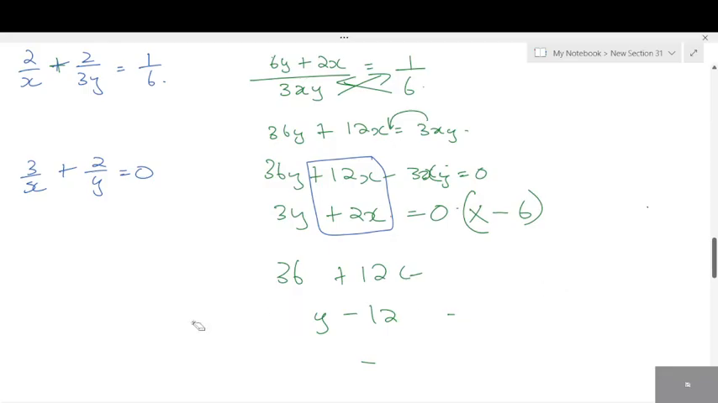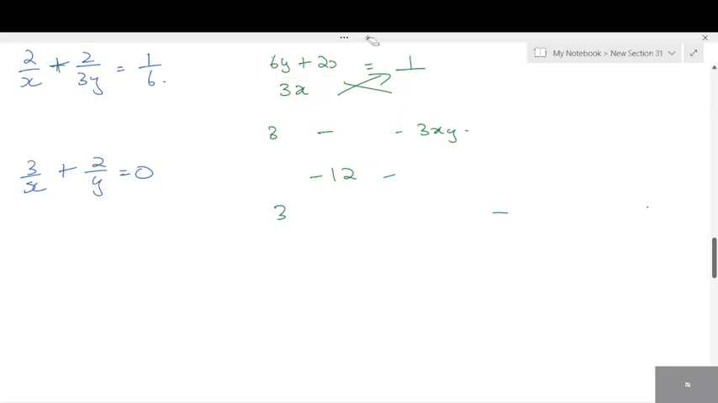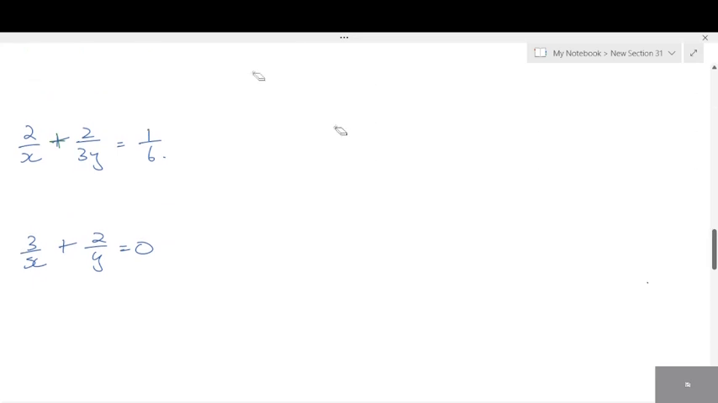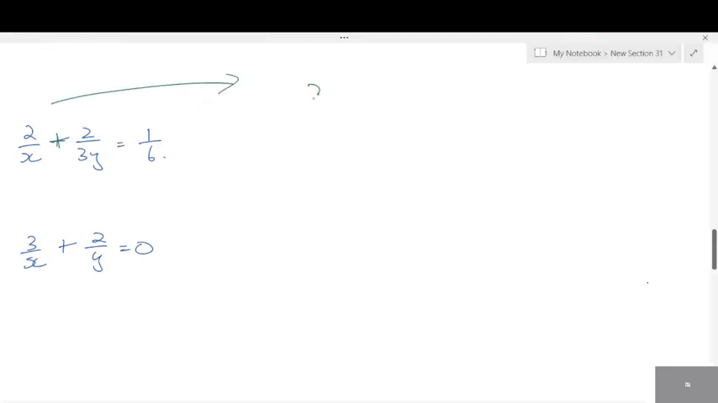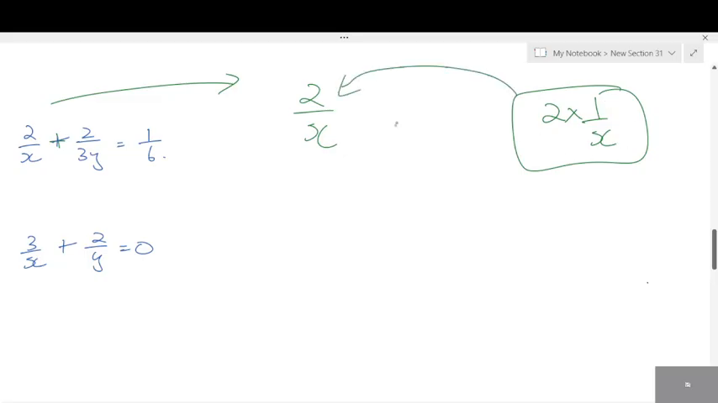Did you all understand why we can't use the normal method? Because the equations will not be the same. Now I'll tell you how to solve this. You have to assign a value. Let us take the first one, 2x. What's the value of 2 into 1 by x? When you multiply 2 into 1 by x, what do we get? We get 2 by x.